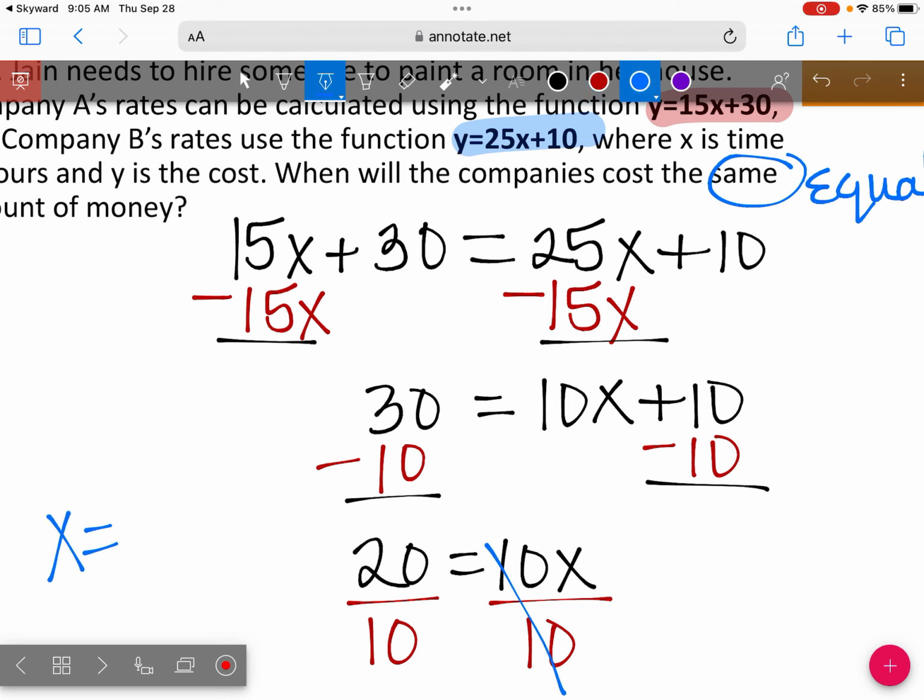So x equals 2. So after 2 hours, that means it doesn't matter which company she goes with, company A or B, it's going to cost the same amount.